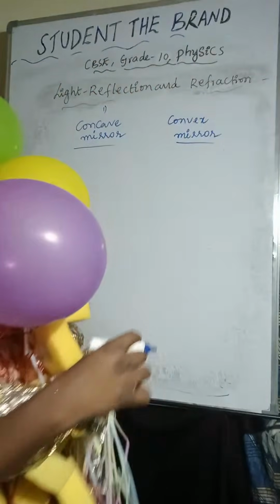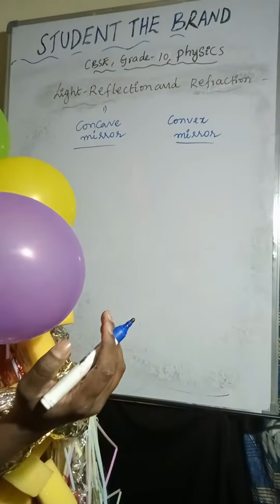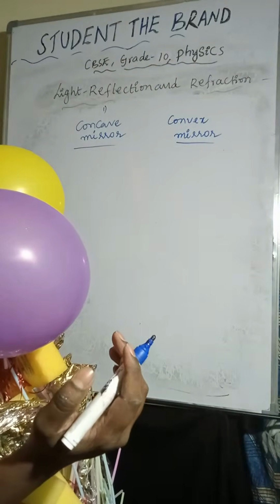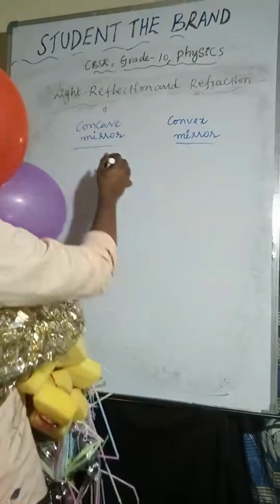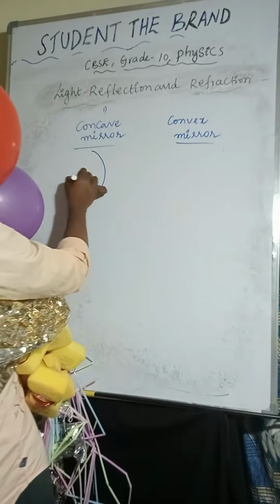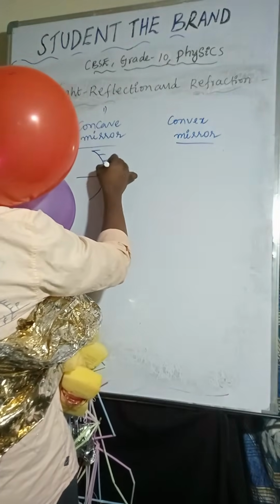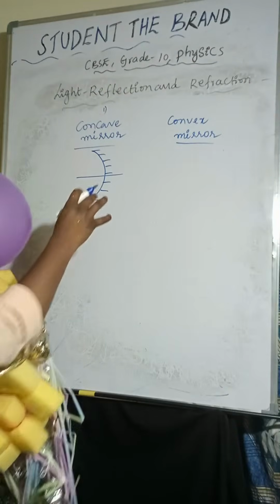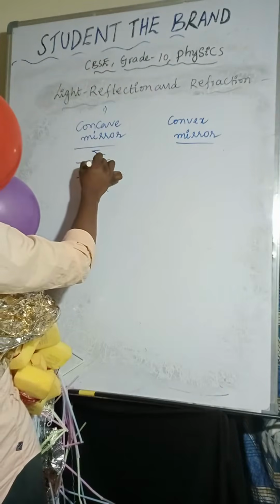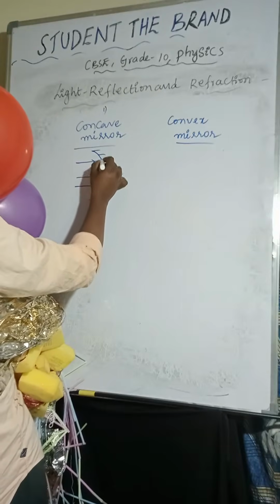A mirror whose reflection takes place inward is called a concave mirror. One whose reflection takes place outward is called a convex mirror. A concave mirror is also known as a converging mirror. When light rays are incident on it, after reflection those light rays move towards the principal axis.